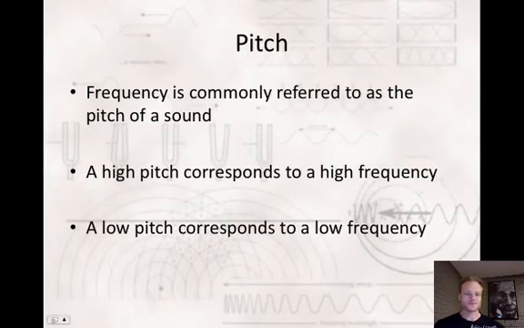The pitch is a property of sound, and basically what that relates to is the frequency. So a high pitch will correspond to a high frequency. If you have a sound of 200 hertz compared to a sound of 100 hertz, your ears will perceive the 200 hertz sound as a higher pitch than the 100 hertz sound.